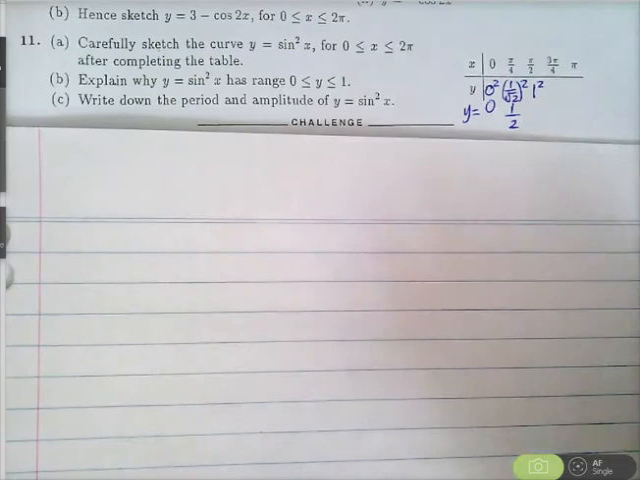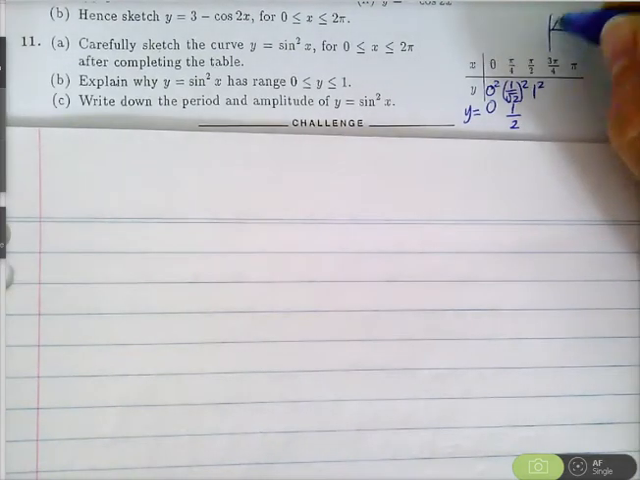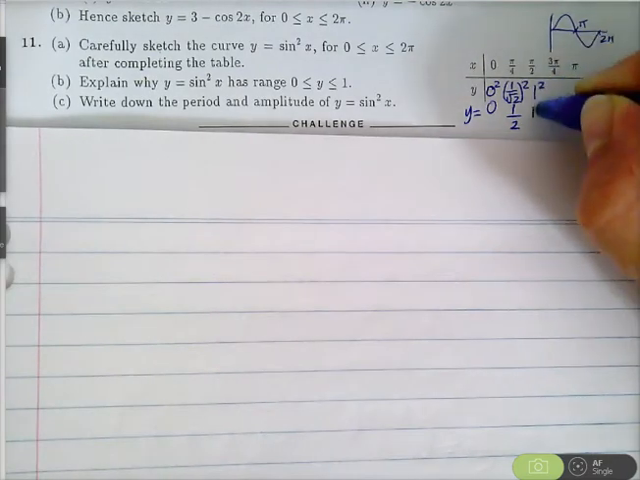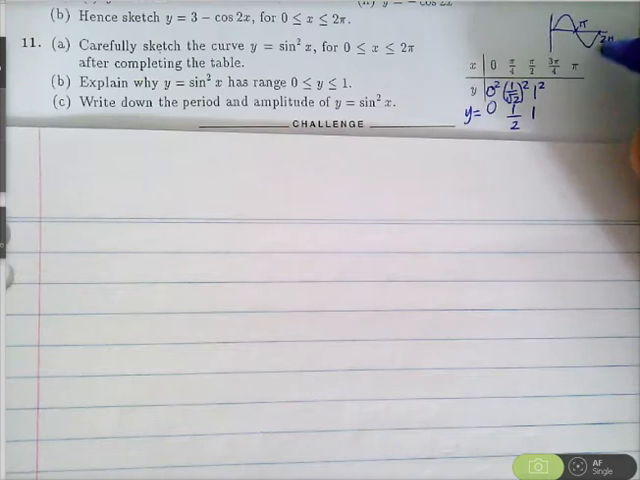Okay, what I'll just do, I'll do a quick sketch of the sine curve. Okay, that's 2 pi, that's pi. So sine of pi on 2 is 1, so 1 squared is 1. Sine of 3 pi on 4 is here.